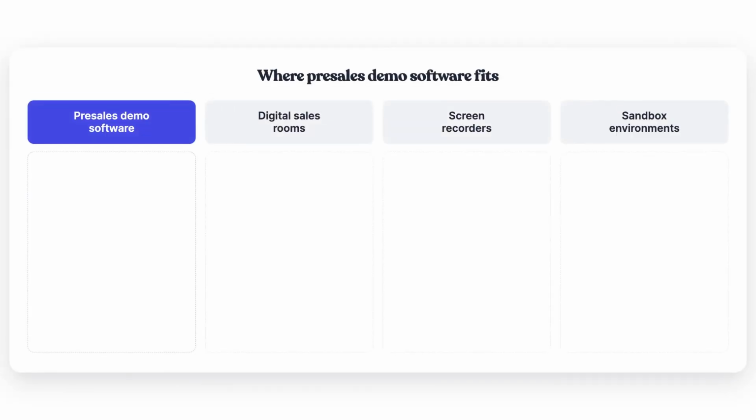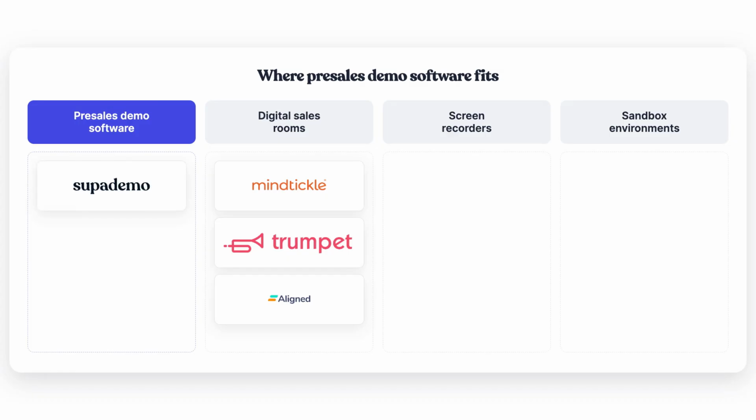So you might ask whether pre-sales demo software is just another digital sales room or a fancier version of Loom. It's neither, and let me explain why. Digital sales room tools like MindTickle, Trumpet, or Aligned, they're buyer-side hubs. They collect pricing decks, PDFs, and other documents that you want to put into one space and then hand to the buyer. Pre-sales demo software sits inside of the digital sales room. Likewise, screen recording videos like Loom or Vidyard are point solutions built to send videos to prospects or customers.